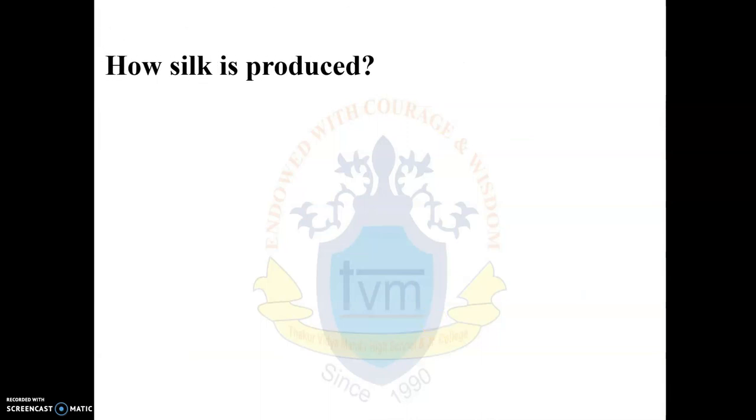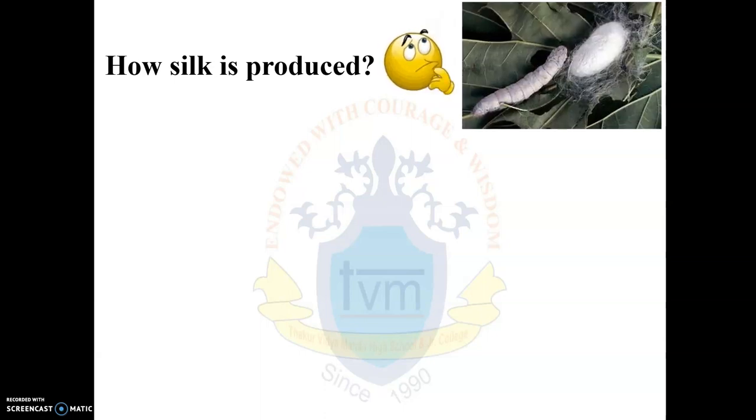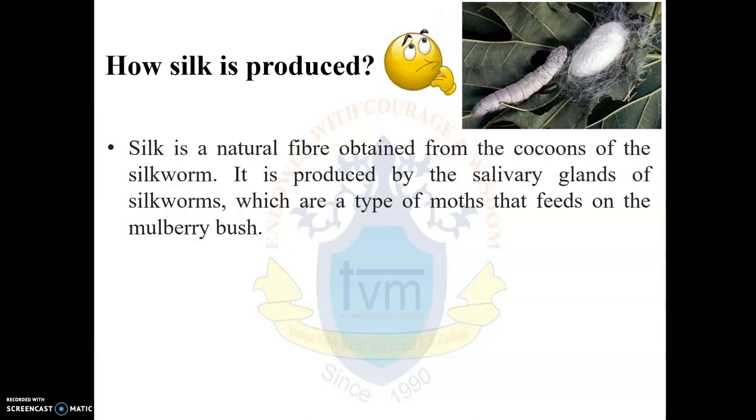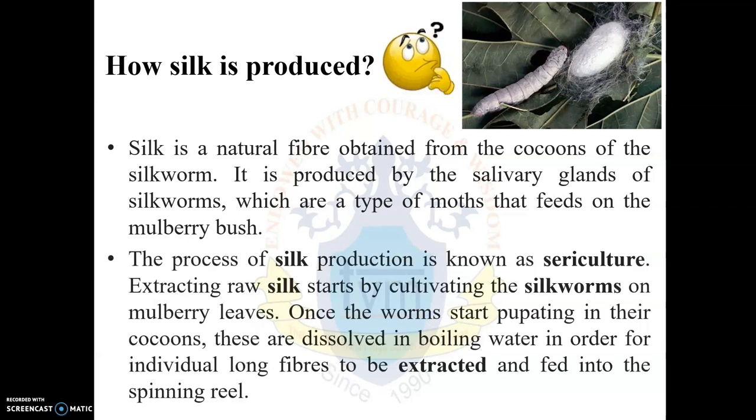How is silk produced? Silk is obtained from silkworm. Silk is a natural fiber that is obtained from the cocoons of the silkworm. It is produced by the salivary glands of silkworms, which are a type of moths that feed on the mulberry bush. The process of silk production is known as sericulture.